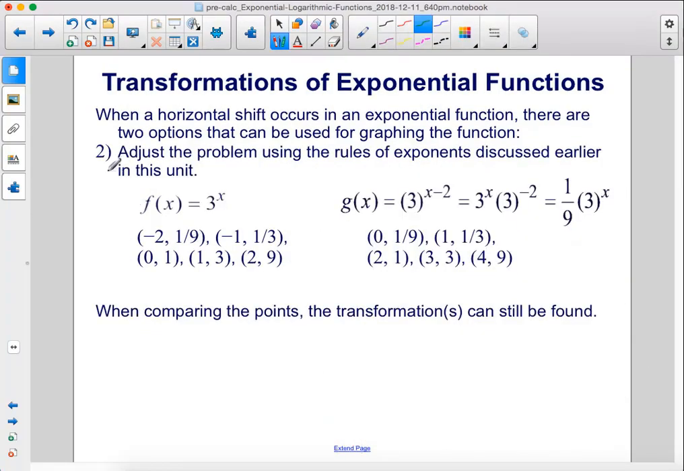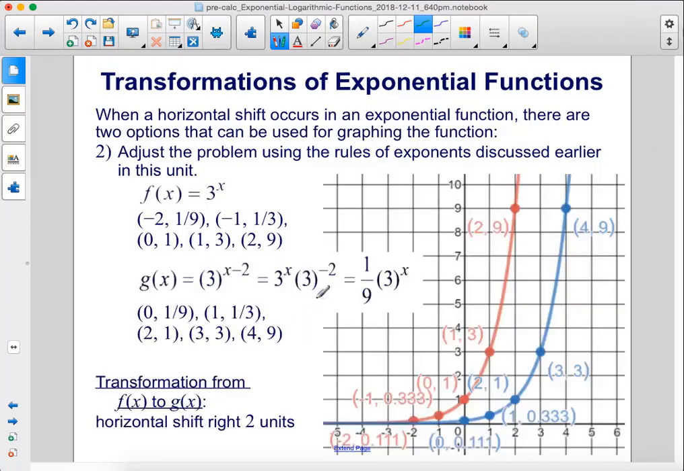and you can see that there's been a horizontal shift right 2 units. The second method is to adjust the problem using the rules of exponents discussed earlier in this unit. So we have our original function here, the same as before, and now we have 3 to the x minus 2 over here. We can break that up into 3 to the x times 3 to the negative 2, which gives us 1 over 9 times 3 to the x. So the a value has changed from 1 to 1 over 9. When comparing the points, the transformations can still be found. So once you've adjusted the problem using the rules of exponents, then you can just plug in x values and graph it out. And you can see the horizontal shift right 2 units.